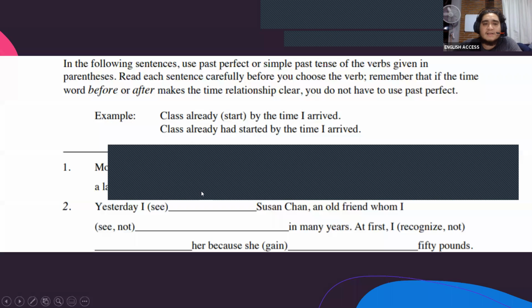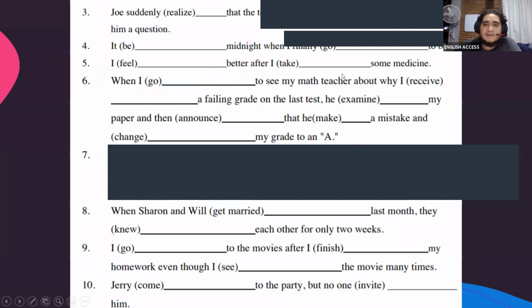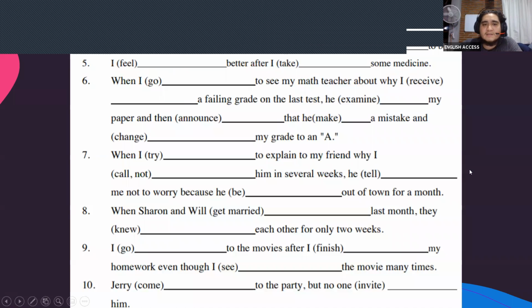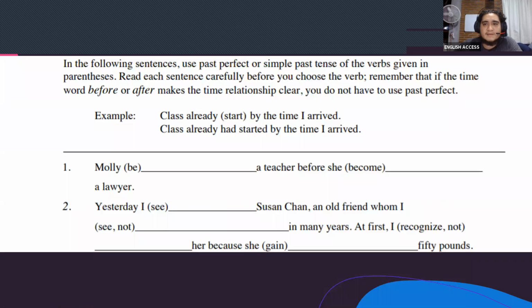So I'm going to send you this. I want to do it with you, and this is going to be homework, okay? So let's start with this one. Let's do it together so you can do this for homework, all right?